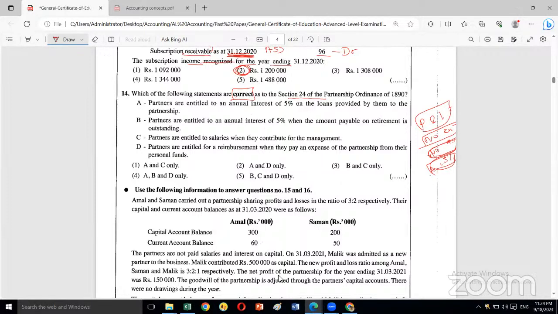See this. Partners are entitled to annual interest of 5% on the loan provided by them. Yes, correct. Any loan provided by the partners, we have to pay 5% interest, which is said in section number 24. This is correct. B. Partners are entitled to annual interest of 5% when the amount payable to a retired partner is outstanding. Is this correct or wrong? Is this statement correct or wrong?